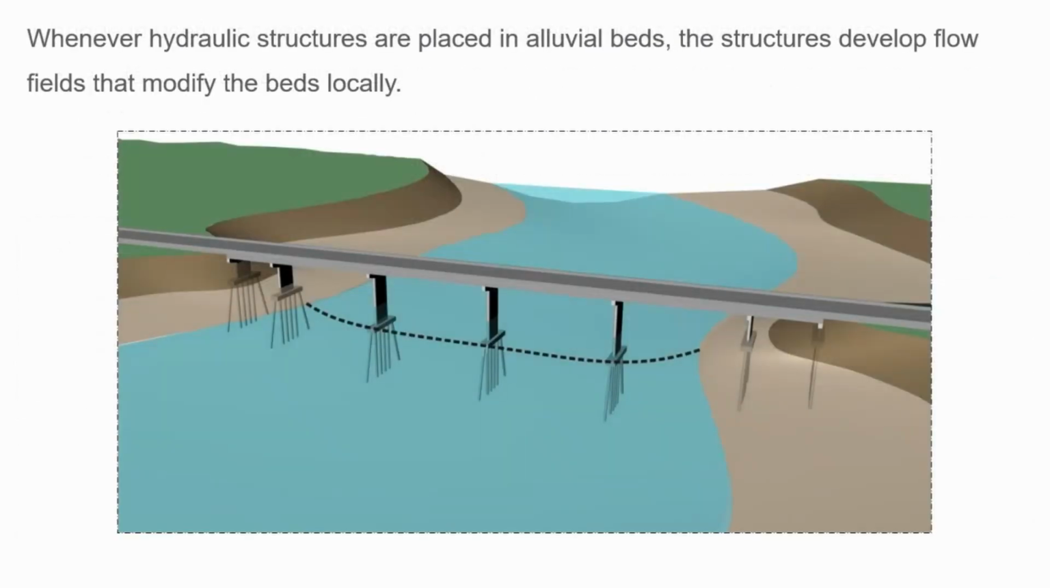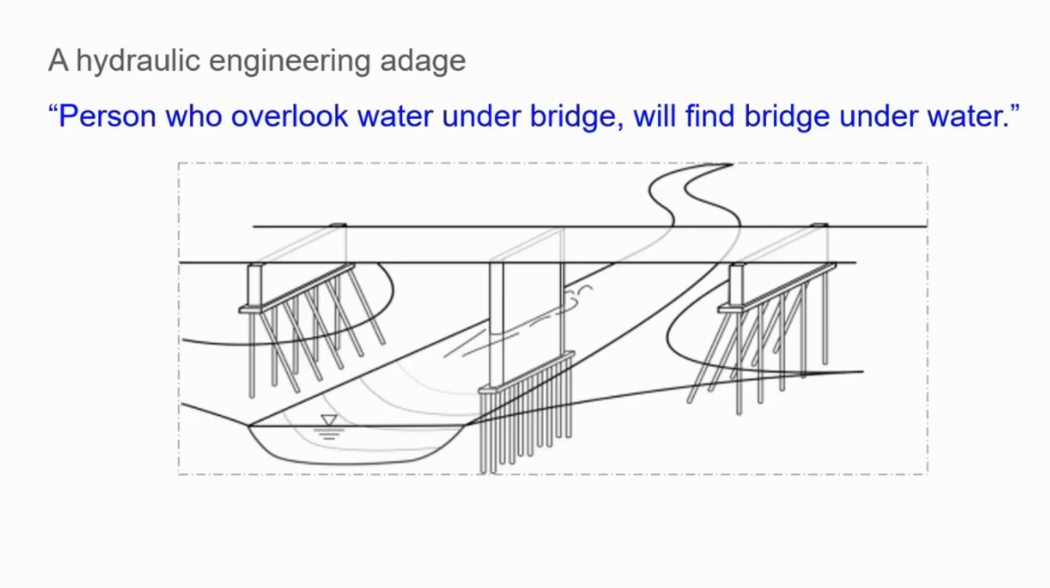Whenever you have a hydraulic structure put in a channel, it modifies the channel in some way or another. The designer needs to keep that in mind. So we have a bridge over a contraction. This is a low flow situation. You see the water level is relatively low. There's an old saying that the person who overlooks water under the bridge will find the bridge underwater eventually. And so again, it's one of these hydraulic structures in alluvial channels that requires continual observation and maintenance to be sure that everything works well. You don't walk away from it.